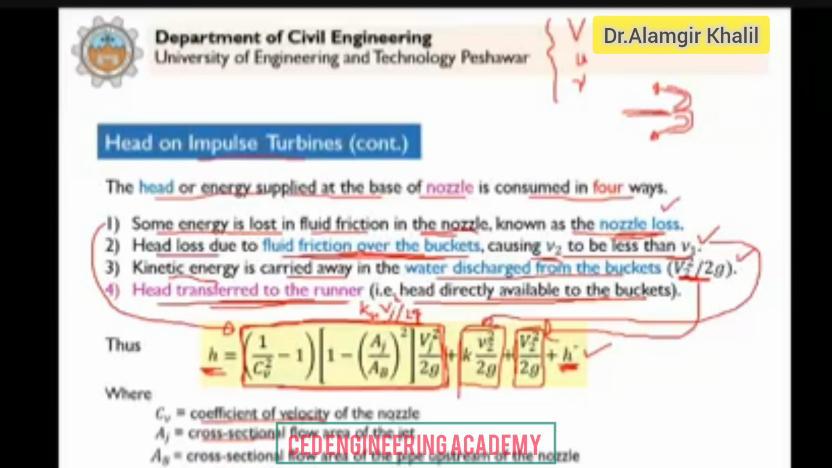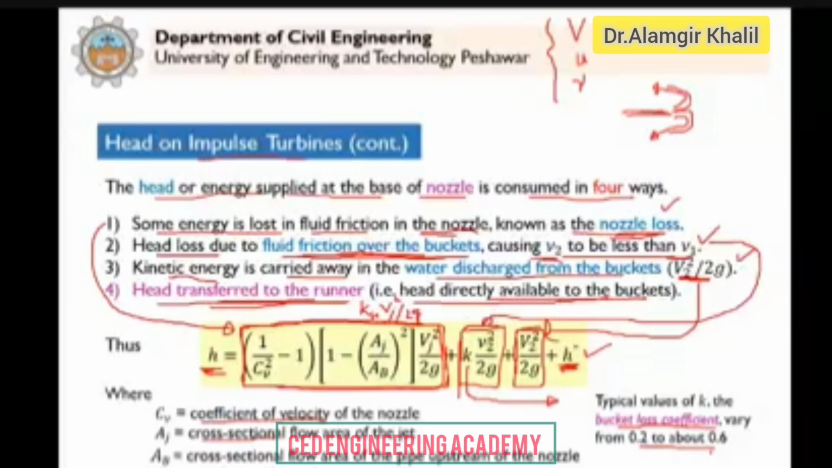Cv is the coefficient of velocity of the nozzle. Aj is the cross-sectional area of the jet. Ab is the cross-sectional area of the pipe upstream of the nozzle, and so on. This K is known as the bucket loss coefficient, and typical values vary from 0.2 to 0.6.